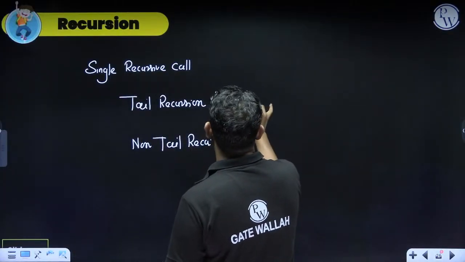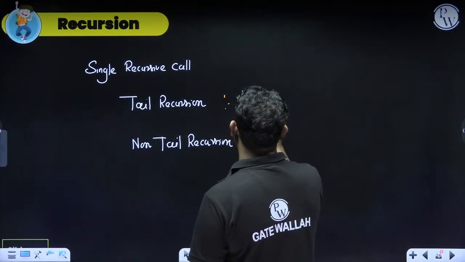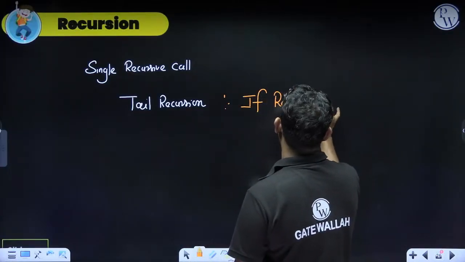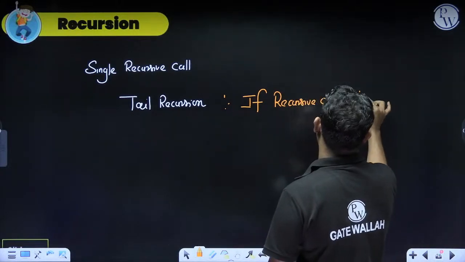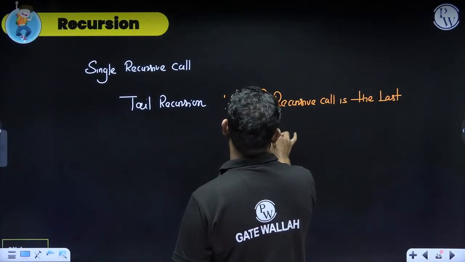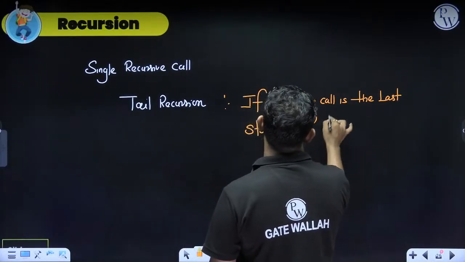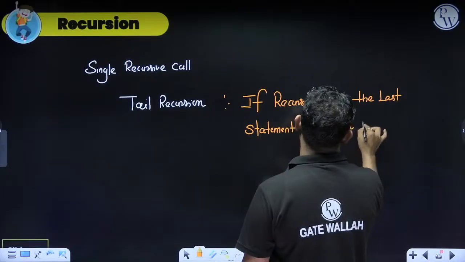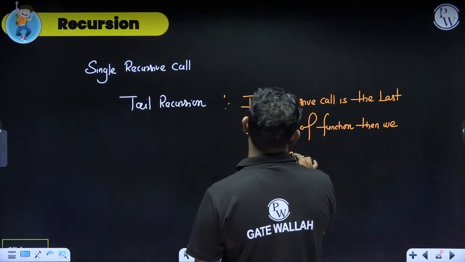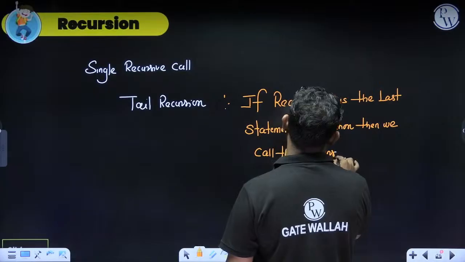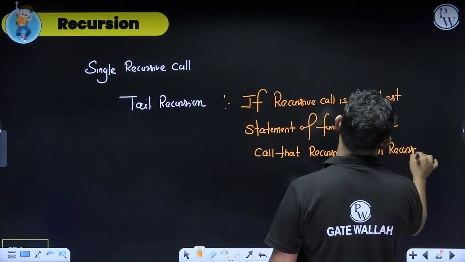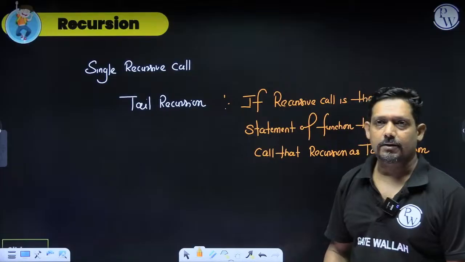Let's start with this. If the recursive call is the last statement of the function, then we call that recursion tail recursion. So the last statement of the function is the recursive call.